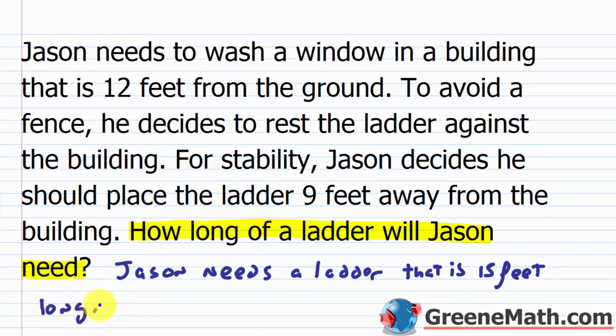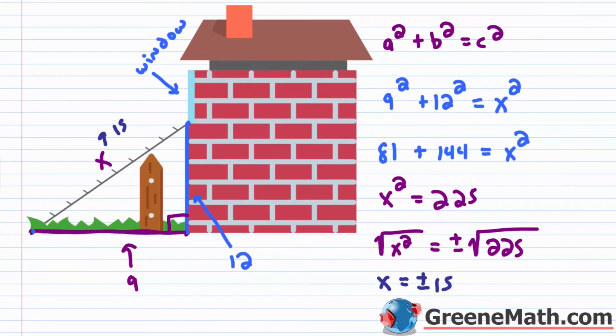Okay? So checking this is really easy. Again, we just go through our Pythagorean formula. And it's easier to check something like this by looking at the picture again, just so you get an idea what's going on. Again, we said that with Jason, he needs to wash a window in a building that's 12 feet from the ground. So this is where the window is, and this is where the ground is. So the distance from here to here, that's 12 feet. Okay, so that's where we got the 12 from.